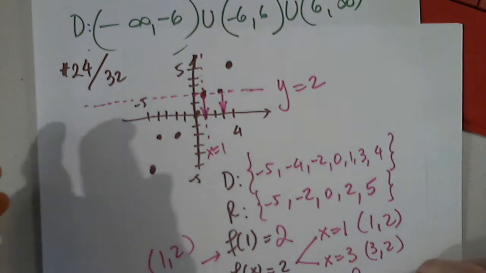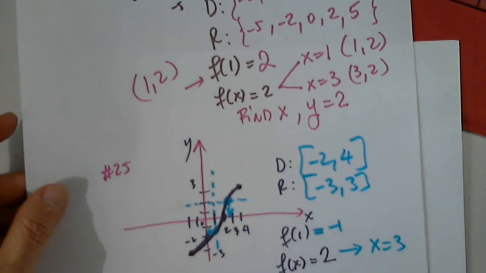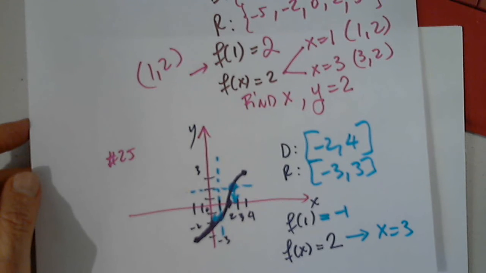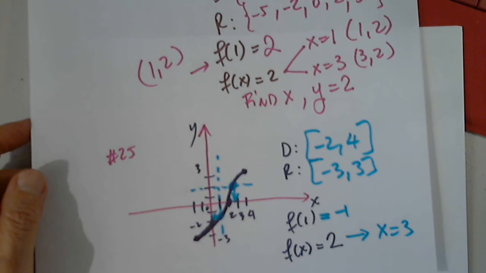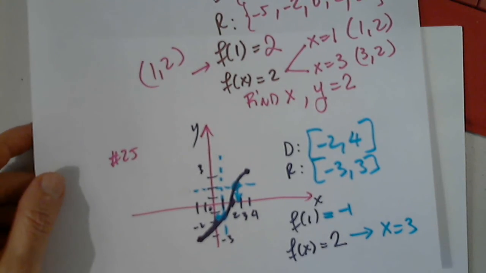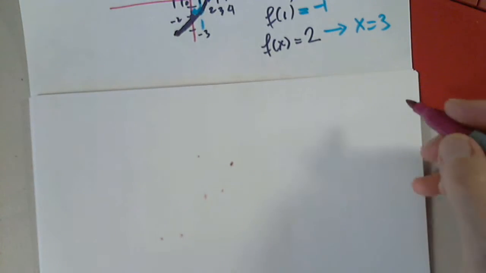But here the function exists everywhere between -2 and 4, so therefore you have to use the interval notation. Is that better? Yeah, now I got that. Perfect. So if it was an open point, you would use parentheses, right?